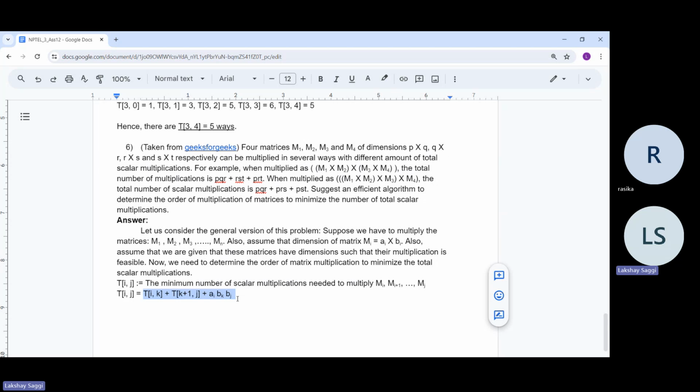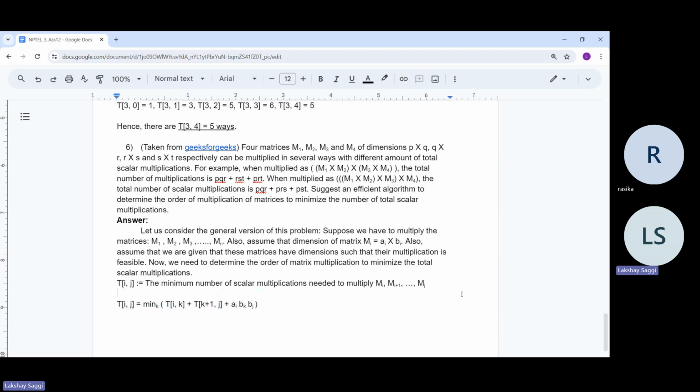If we do this multiplication, the matrices till the kth index, and then k plus 1 till the jth, and then in the last we multiply these two matrices which we obtain. So this will be the number. And now since we have a choice over all k, we'll be minimizing this term over all k. So we minimize over all possible k this value, tik plus tk plus 1j plus ai bk bj. And this will give me the value tij.